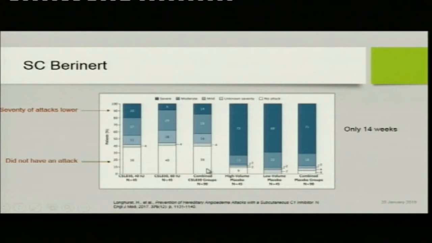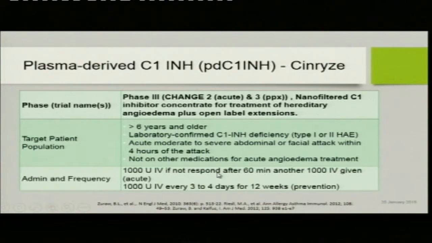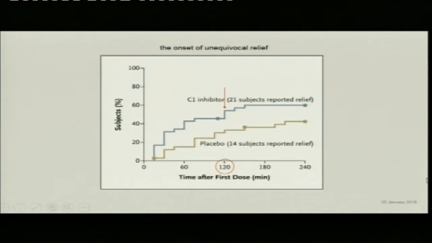Here, as you can see, the one before was based on weight, but here it's a fixed dose. It's 1,000 international units for acute, and you can give it again afterward if the patient's symptoms didn't resolve within 60 minutes. And the same with prophylaxis, 1,000 international units every 3 or 4 days. So again, the results are the same. People responded very well to the treatment within almost 2 hours.